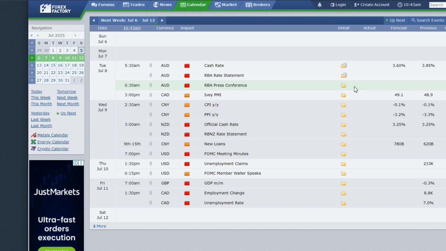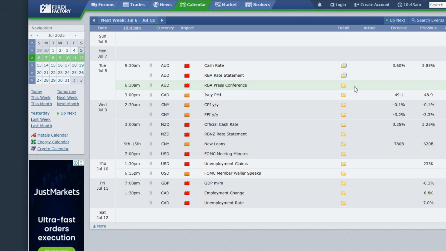We do not have many reports next week in the economic activities, especially from the US dollar and other currencies like that. But starting from Tuesday, we have the RBA rate statement and interest rate from the Australian dollar, which means they want to cut rates. They are cutting rates by 25 basis points, because the previous is 3.85 and the forecast is 3.6. So let's see if they are going to cut rate right there.